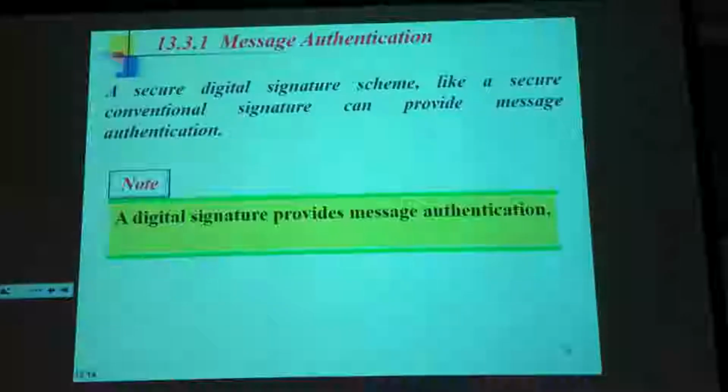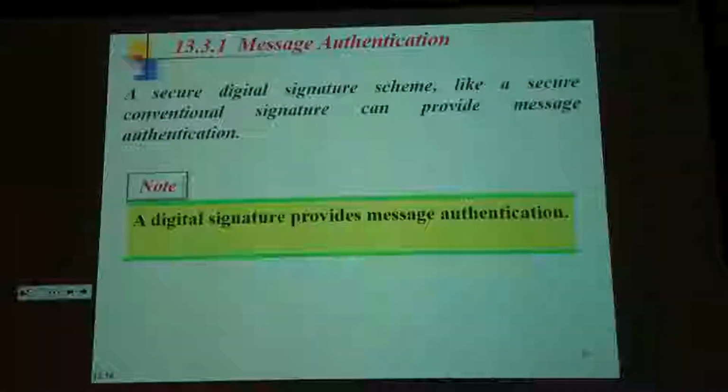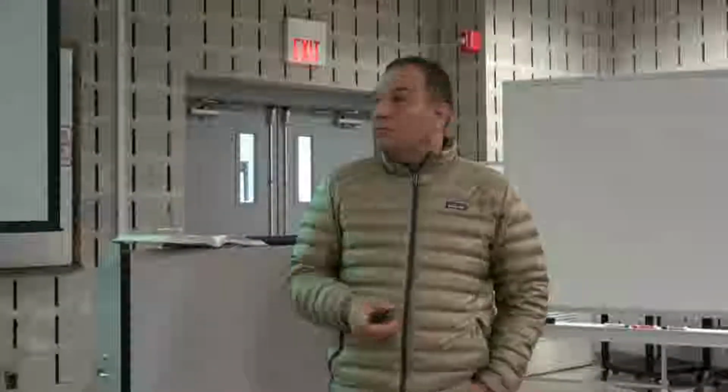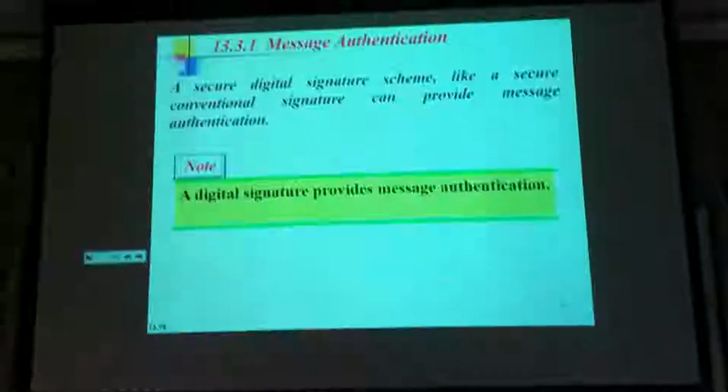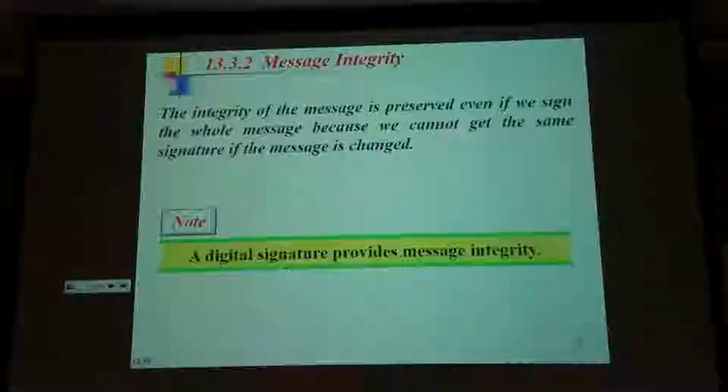So let's talk about message authentication. A secure digital signature scheme, like a secure conventional signature, can provide message authentication. So when it's signed, it's authentic, coming from that person. Why is it so authentic? Because the person signed it, and you can verify that the person has signed it. So a digital signature provides message authentication. Agree? Then also message integrity. It provides message integrity.